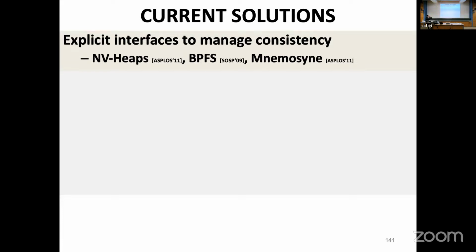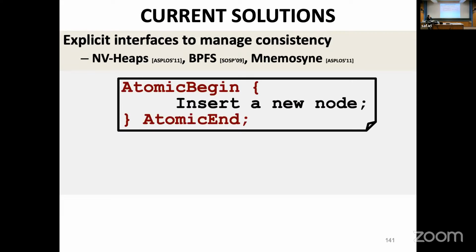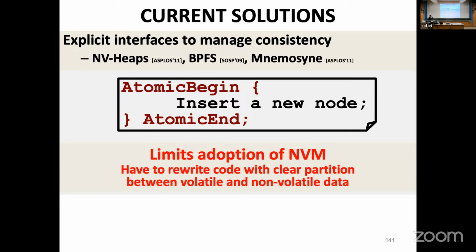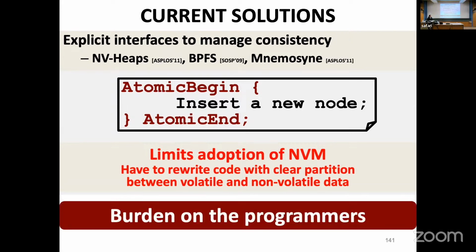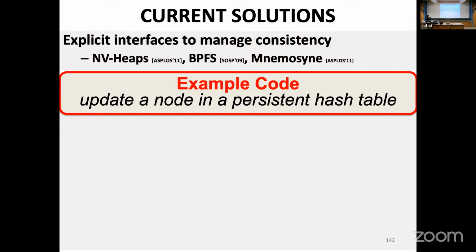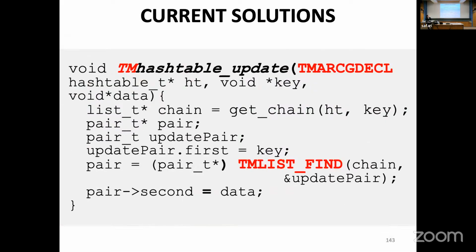And here are some solutions to manage the consistency, and there are three papers about managing consistency. Here is the automatic approach to manage the data to ensure the consistency. However, there are some limitations when you adopt this NVM, because I have to rewrite the code to clearly partition between the volatile and non-volatile data. And it's really a big burden on programmers because you need to carefully think about whether this data should be volatile or non-volatile. And here is an example code that updates a node in the persistent hash table. Let's have a look at this one.